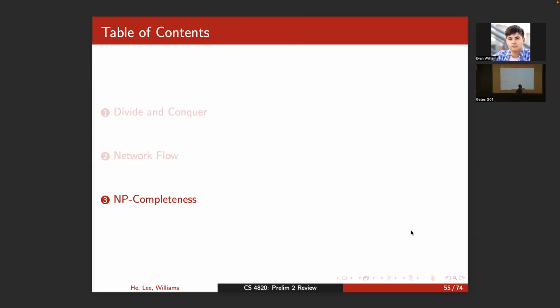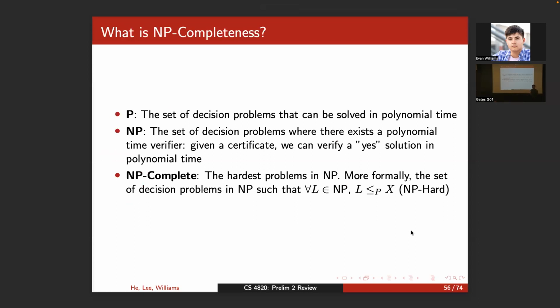Yeah, so let's move on to NP-completeness. This is probably going to be the bulkiest question on your exam. This is also my favorite unit in the course personally, so I think this stuff is really interesting. Let's just go over some basic definitions and terminology first though.